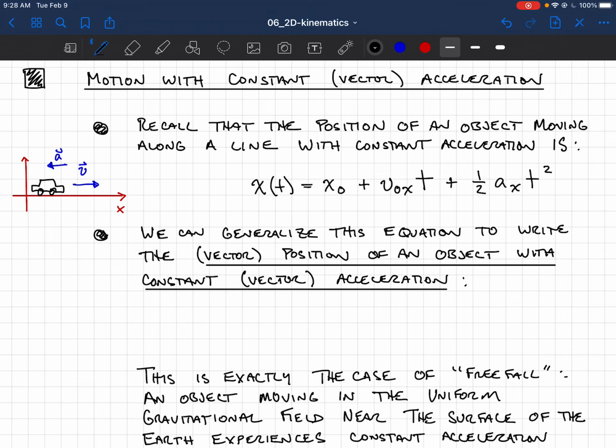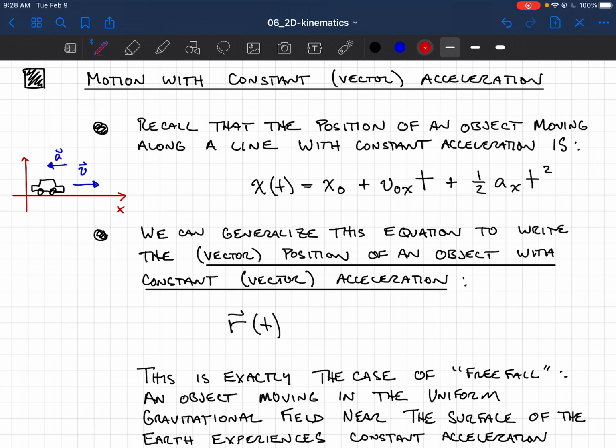Now we could generalize that to an acceleration vector and to a position vector. And remember that these vector equations just separate out into x, y, and z components. So you can imagine that there's a y of t equation that looks exactly the same and a z of t equation that looks exactly the same. And if you add all those together with their unit vectors, then what you would get is the position vector as a function of time.